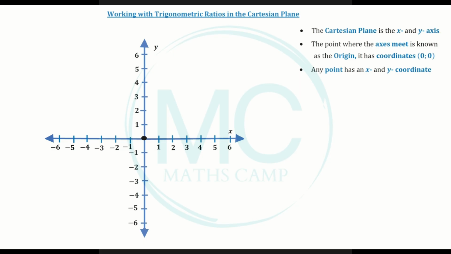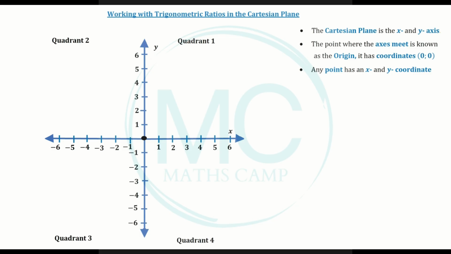Along the x-axis, we can see that x values to the left of the origin are negative and x values to the right of the origin are positive. This applies to y values as well. Y coordinates above the origin are positive and below the origin are negative. The Cartesian plane is divided into 4 sections. We call these quadrants, and we can name them quadrant 1, quadrant 2, quadrant 3, and quadrant 4.